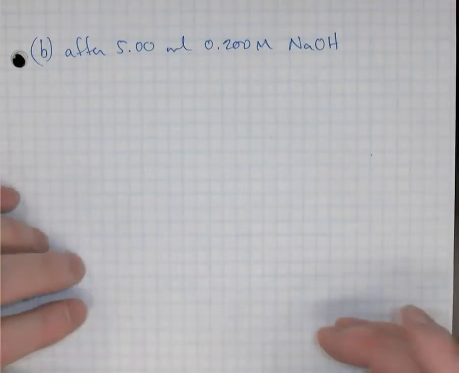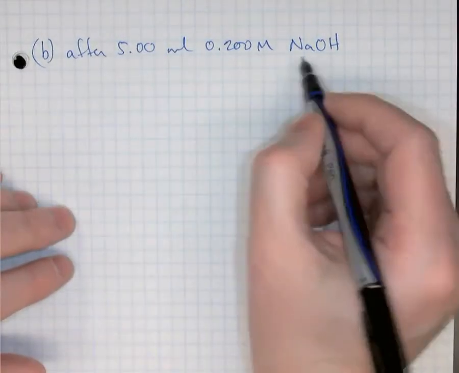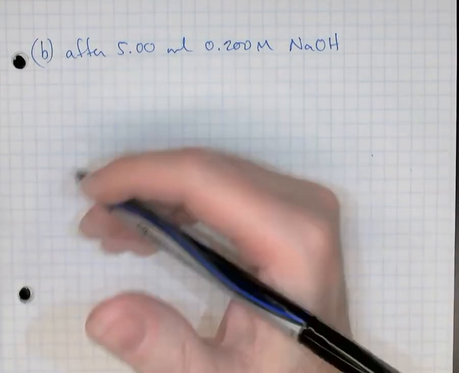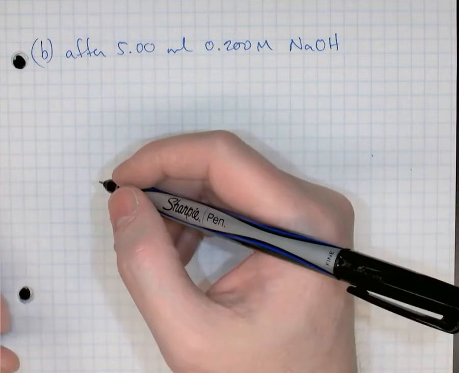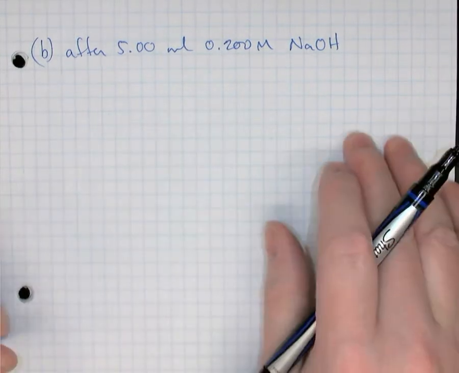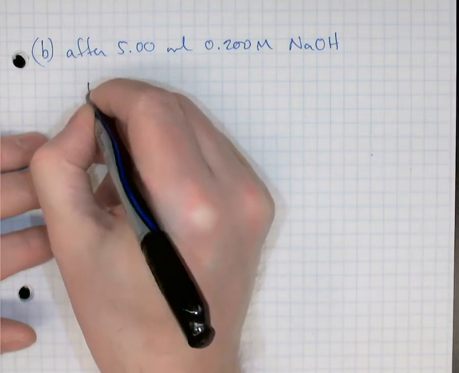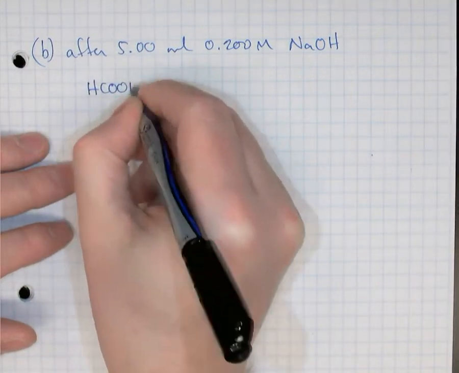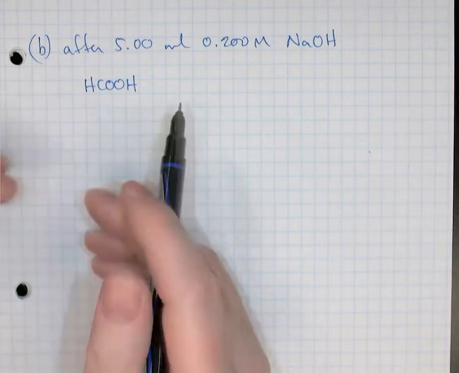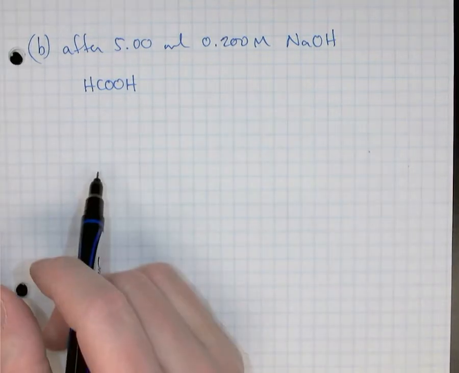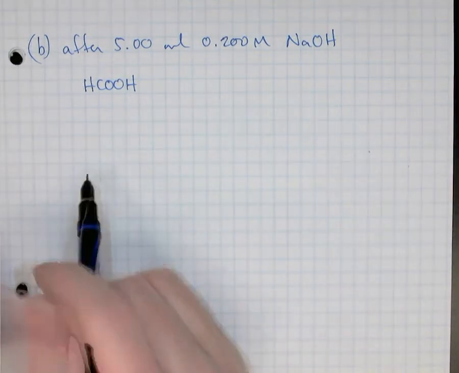What's the pH now? Well, adding the strong base to the weak acid is going to result in a neutralization reaction. So let's write out the equation for the neutralization reaction. The weak acid is HCOOH. Some people would just say HA. They would represent it as a generic formula, HA.